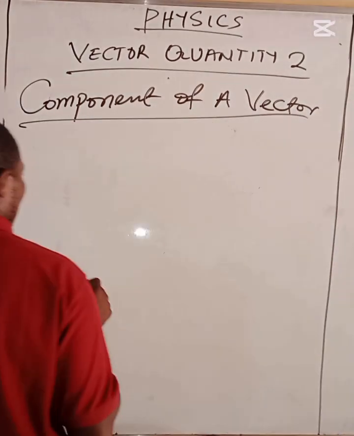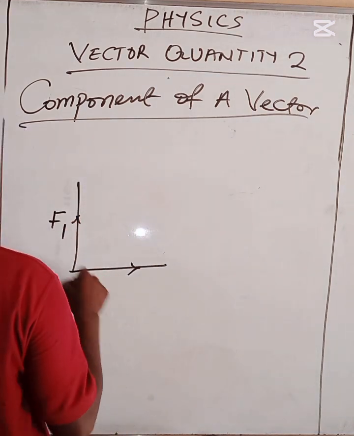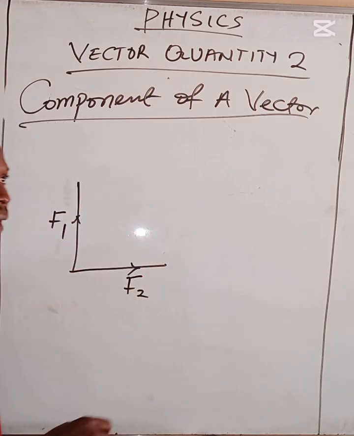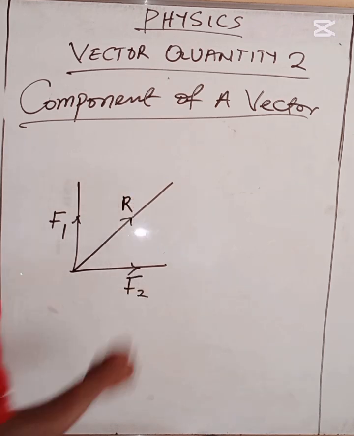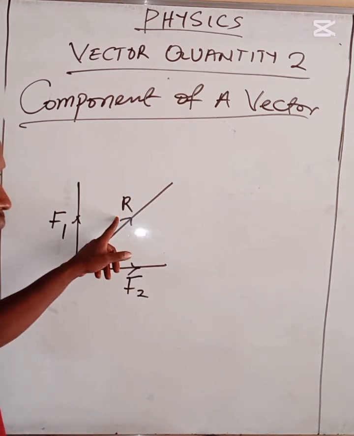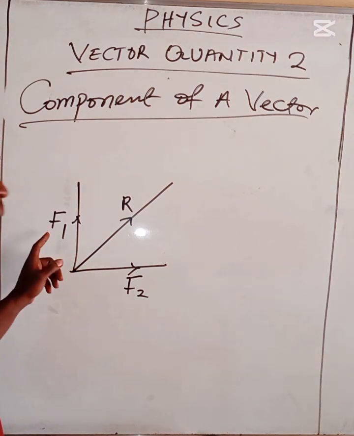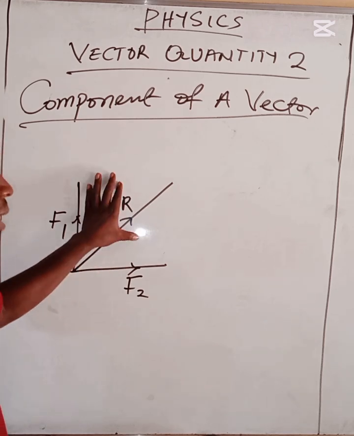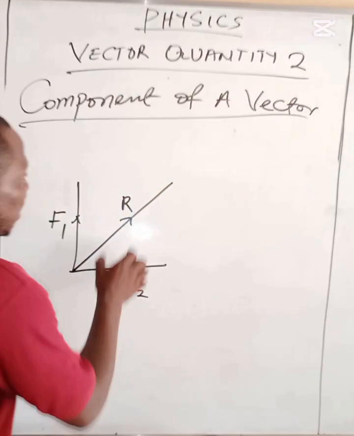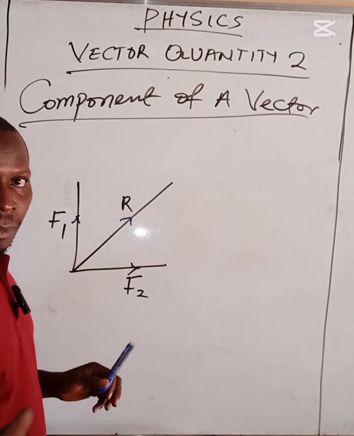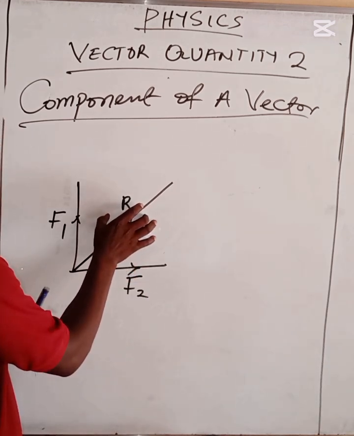What it's saying is that if we have this vector acting with this vector, let me call this one F1 and this one F2, their summation, the sum of both of them, is what we call the resultant vector. It is that single vector that will have the same effect, both in magnitude and direction, as the two original vectors acting together. So this is their resultant. Now, what we are going to do in component of a vector is to split this resultant vector perpendicularly.